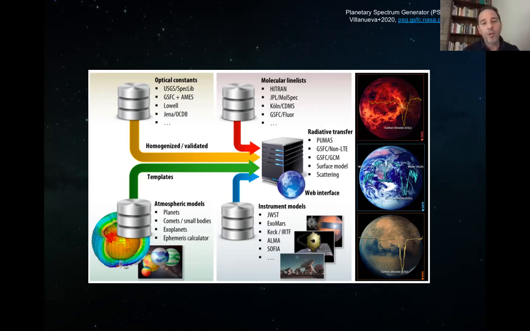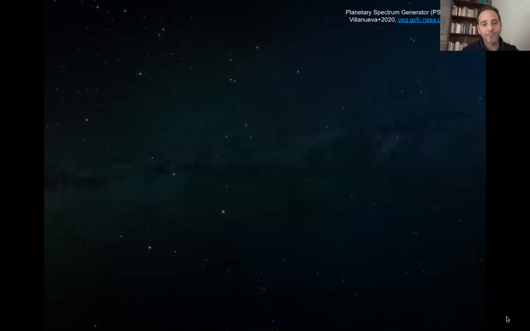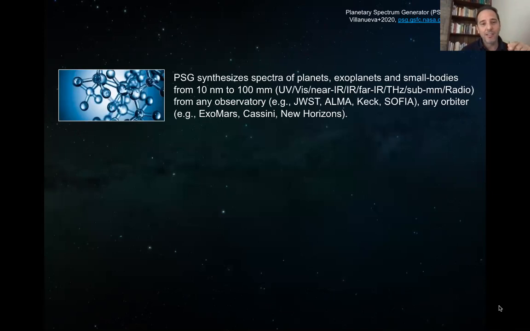And it can also model things like from space, like James Webb or things like that. So that's what goes into PSG. So Mike, can you go to the next slide? Sorry, I think you need to click it. Yeah. So what PSG does is it creates spectra.